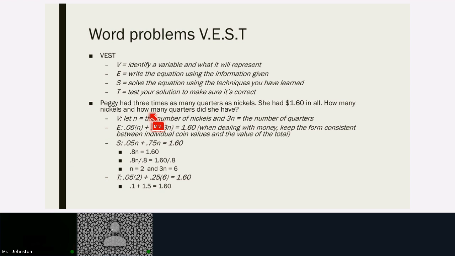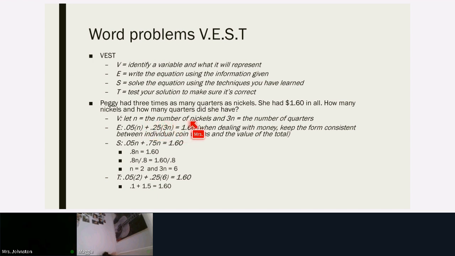Peggy had 3 times as many quarters as nickels. She had $1.60 in all. How many nickels and how many quarters did she have? Okay, so we're starting with step V, and I'm just going to pick a variable. It doesn't have to be n, but here I picked n because it starts nickels. So I set up n equals the number of nickels, and then looking at the relationship, it says she has 3 times as many quarters. That means I've got 3 times the number of nickels is going to equal the number of quarters. Now, sometimes students send me something that says n equals the number of nickels, and they're done with step V.